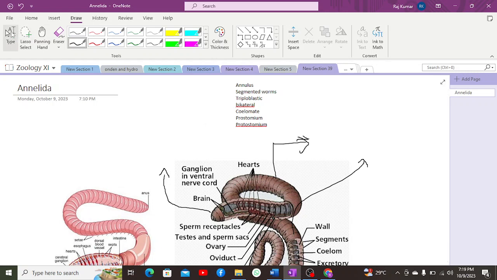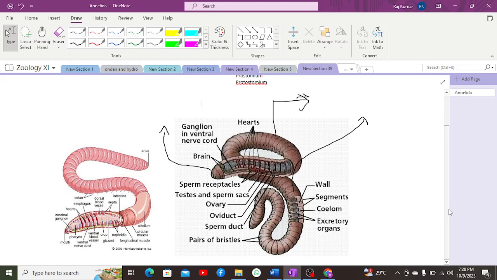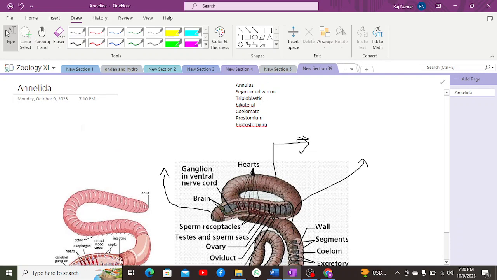Apart from which, another good fact about them is that they have a coelom, and inside their coelom they have coelomic fluid. This coelomic fluid is mixed through the adjacent chambers, or adjacent segments or compartments, of the annelid, and it also serves as a hydrostatic skeleton.